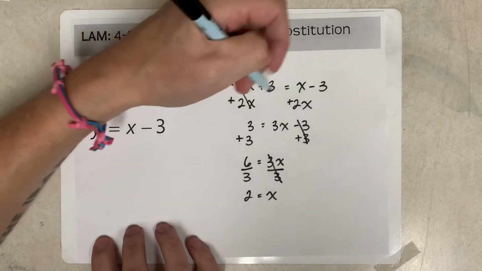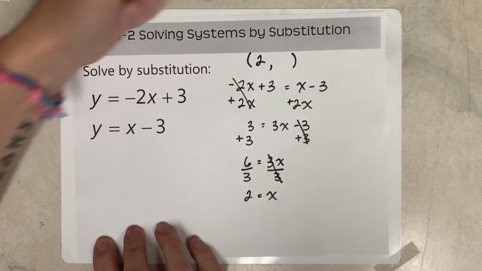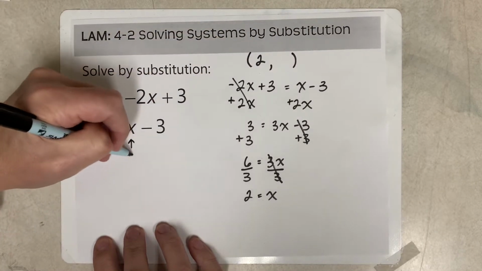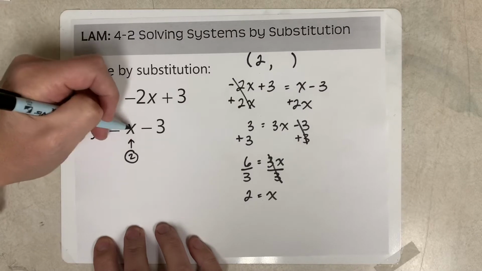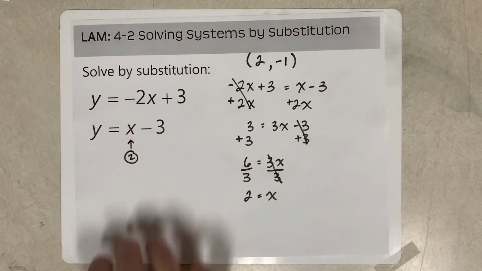So let's take a look now. We know that wherever they meet, the x coordinate is 2. Plug that 2 back in for an x up here. 2 take away 3 is negative 1. And so your y coordinate is negative 1.